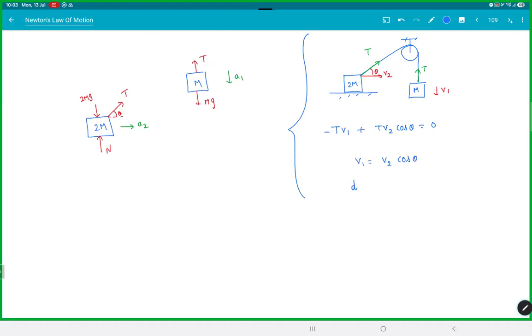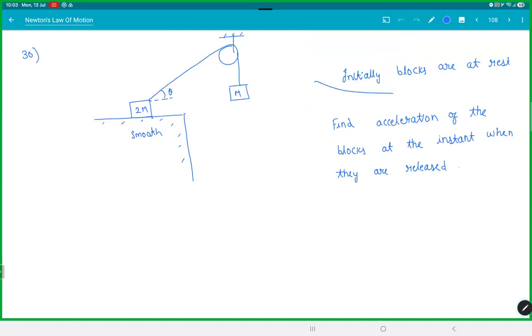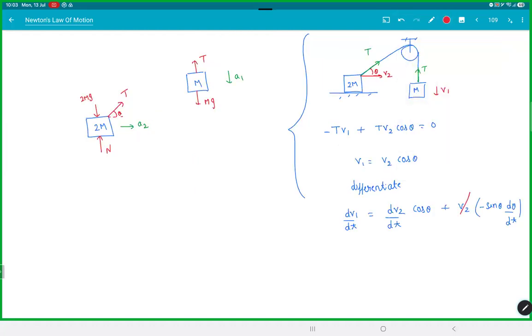Differentiate on both sides. Now, this is important. If you have not done this right, luckily you would still get the answer. And you will see why. dv1 by dt is equal to dv2 by dt cos theta plus v2 times the differential of cos theta, which is minus sin theta d theta by dt. Now, luckily, we said initially the blocks are at rest. And because of that one reason, this term becomes 0. And you got saved. You get a1 is equal to a2 cos theta.